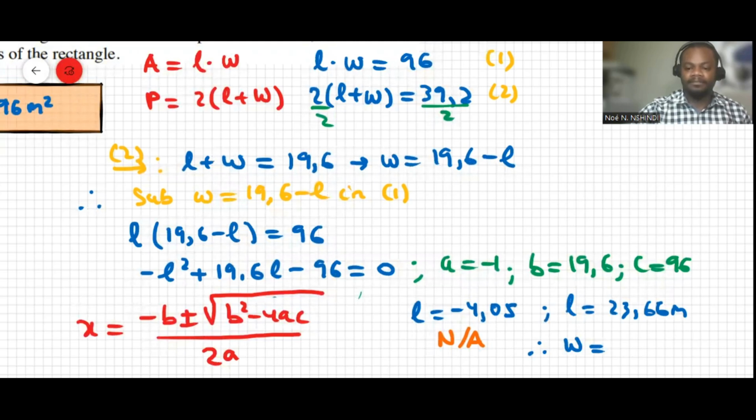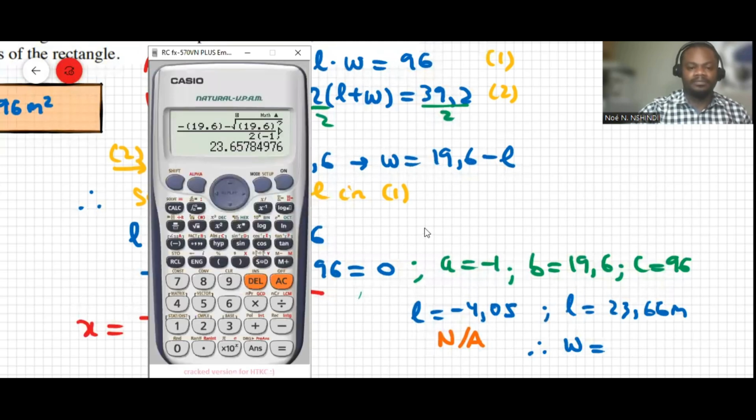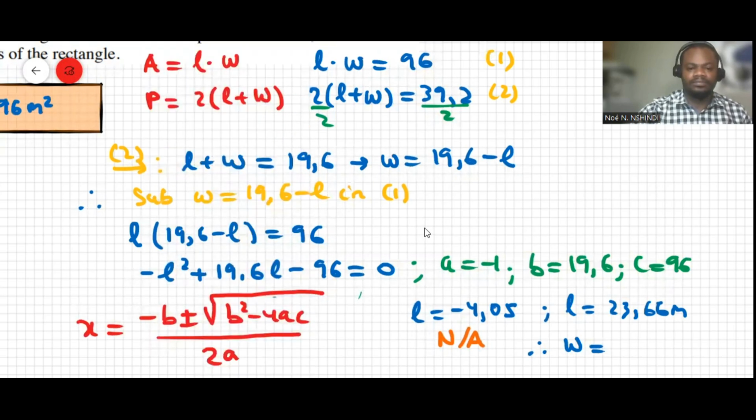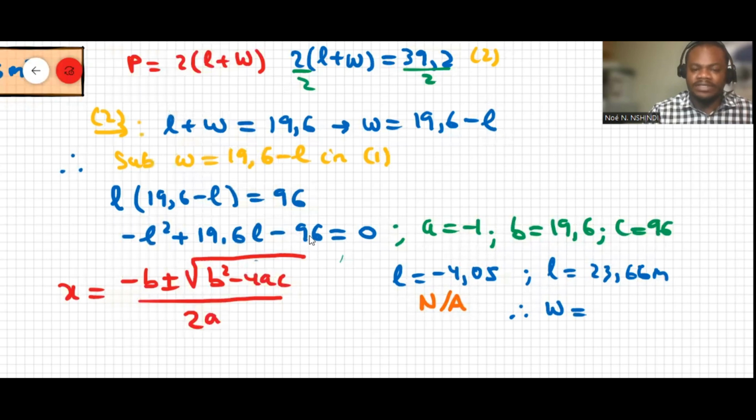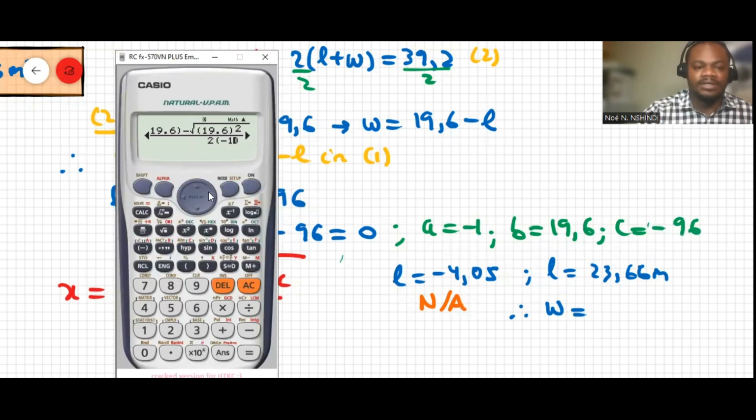Hmm, the results here are not correct. Okay, first of all, C is not 96, but negative 96. I think that was the cause. That's going to be negative 96. So here in the calculator, we must change this. Negative 96 was like that. And then when we hit equal, voila.